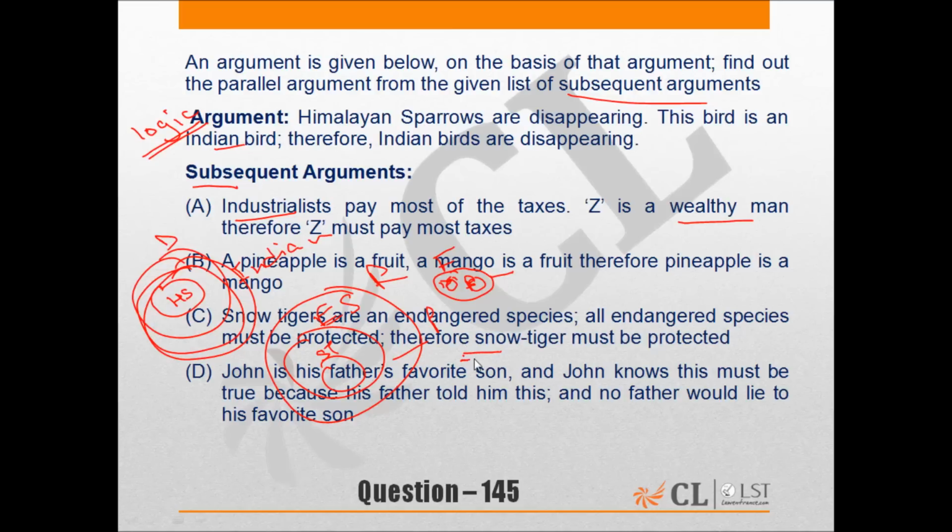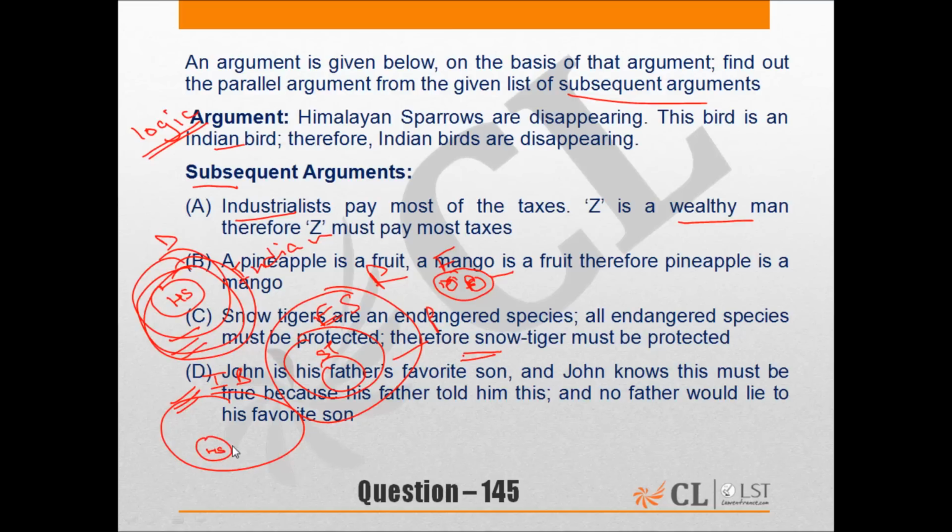If I look at the given argument, as we discussed, Himalayan sparrows are disappearing. This bird is an Indian bird. So, Indian bird is the superset of Himalayan sparrows. Now, the set called disappearing need not be the superset of the set called Indian birds. The set called disappearing may simply have some elements of Indian birds within it, but not all. So, the given argument actually does not follow correct logic.